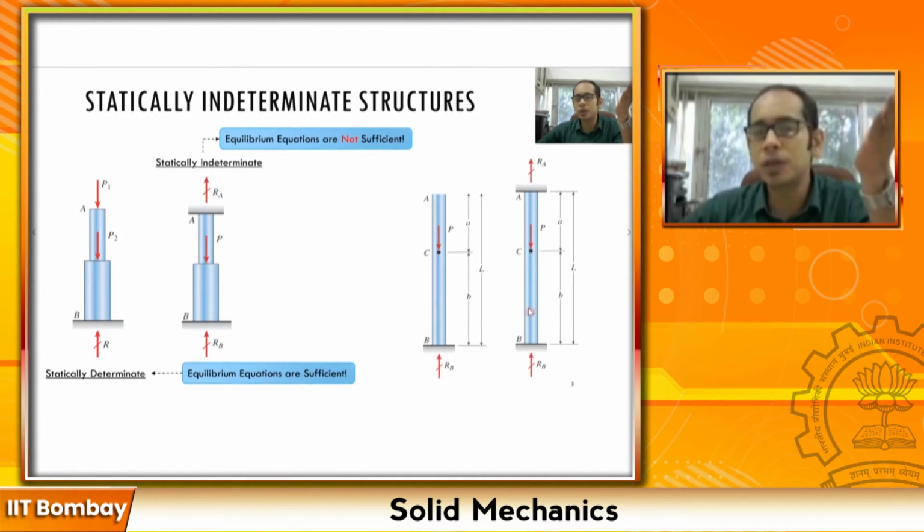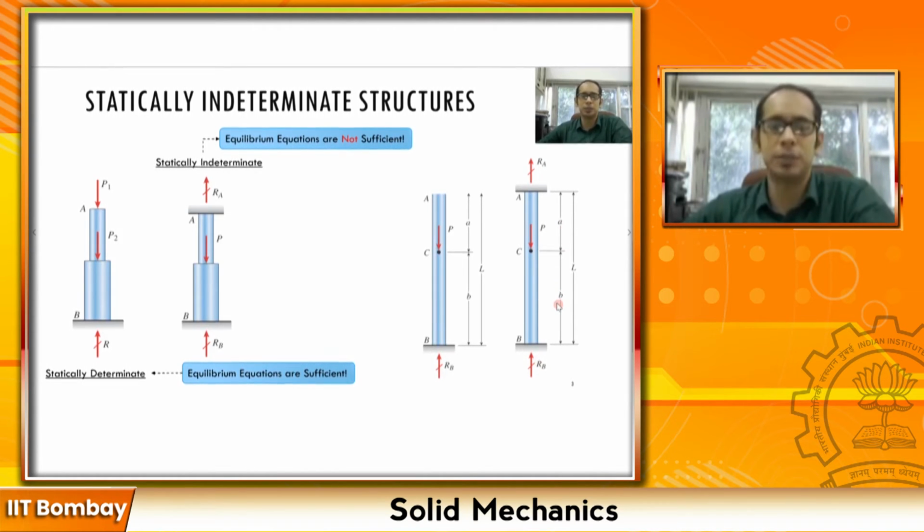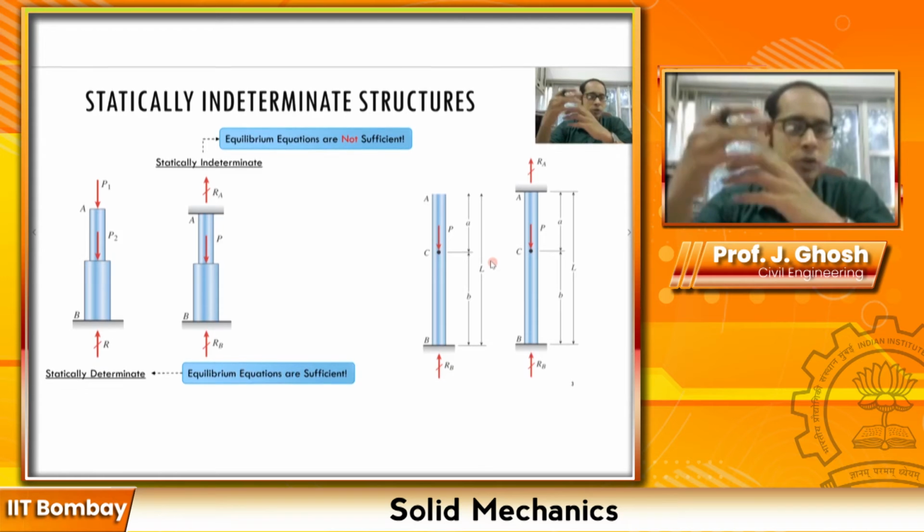Now maybe you have guessed it right. This reaction RA is simply going to be P times B divided by L, and RB will be P times A divided by L. This is just from simple intuition and guess, but let's see mathematically if we are able to derive these or not. So how are we going to solve this problem?